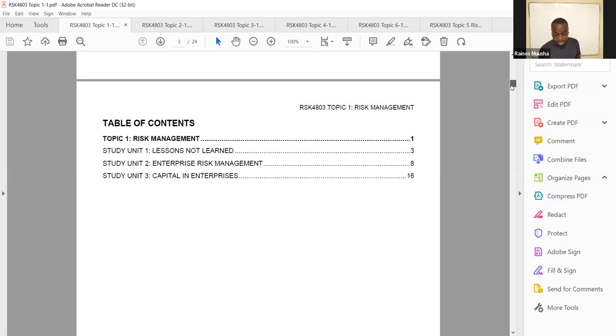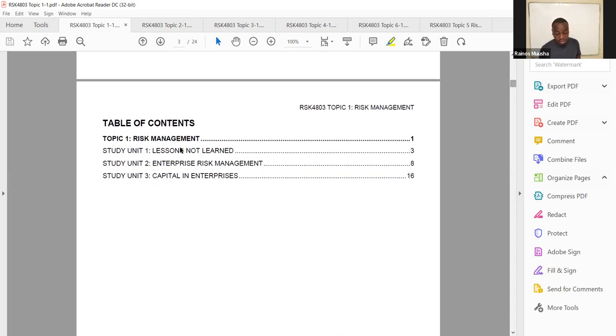Because of this, in study unit one, for RSK4803, we are going to be looking at six topics. In topic one, we are going to be covering three study units, where we look at lessons not learned, where we look at enterprise risk management, and also where we look at capital in enterprises, to see what the different sources of capital for different enterprises are.